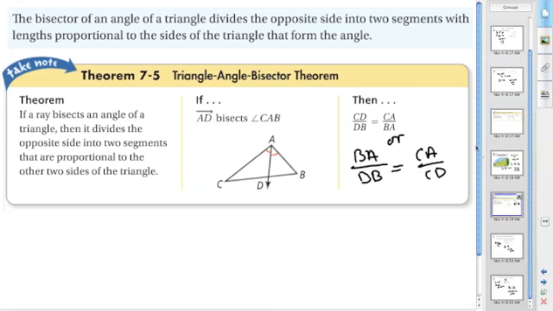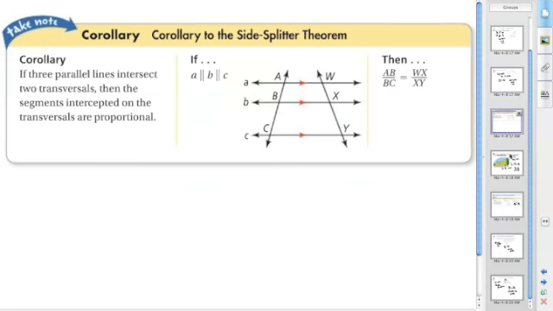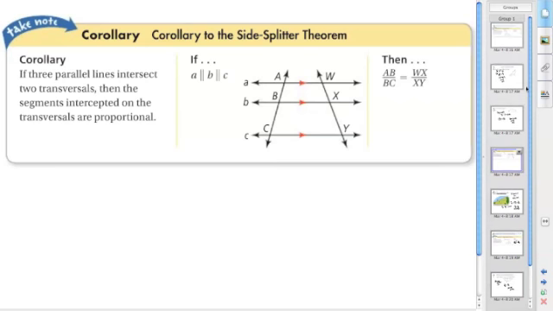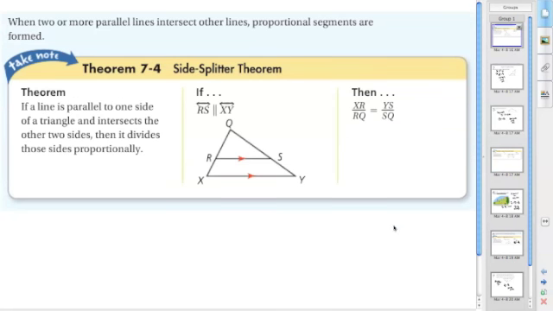Triangle angle bisector theorem. Use it when you have an angle bisector. Corollary to side splitter theorem. Use this when you have two or more parallel lines. And the side splitter theorem. Use it when you have a triangle and parallel lines, or in this case parallel segments.